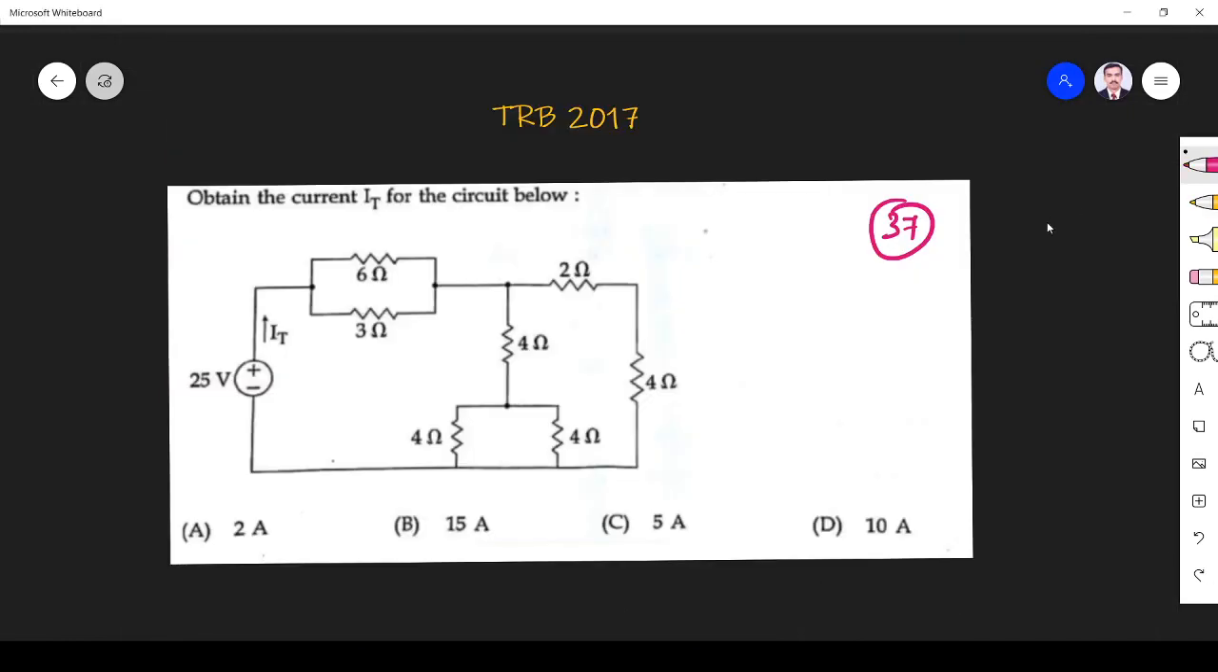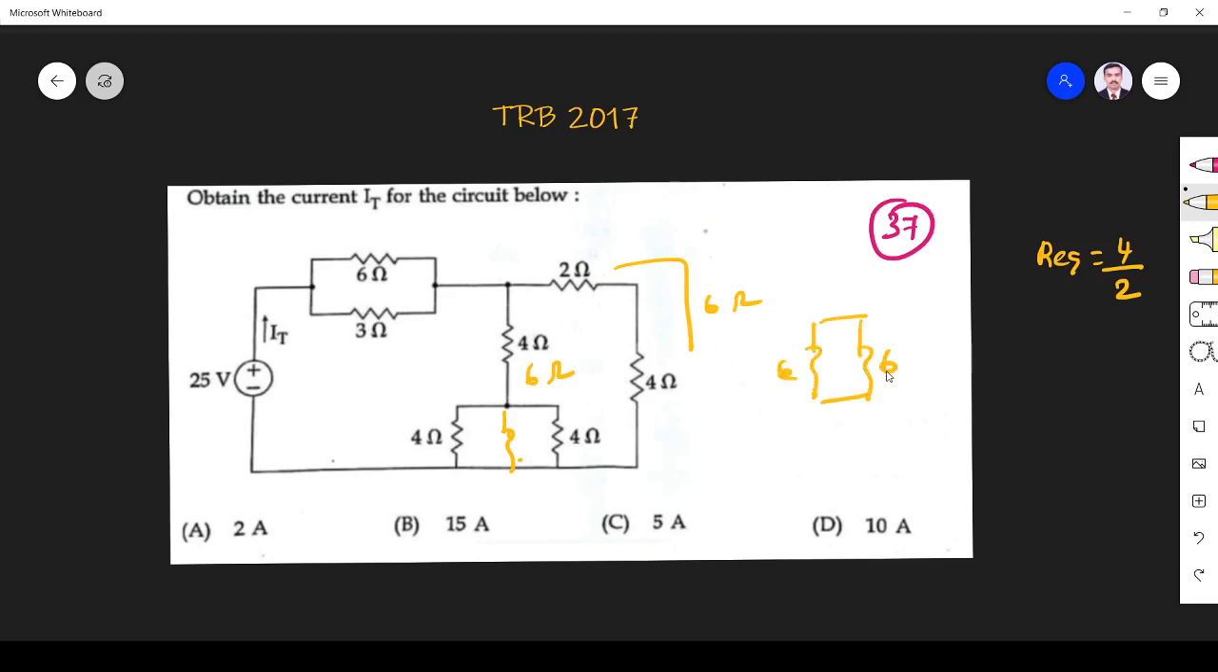The next question is: obtain the current IT for the circuit shown below. They ask for this current. Whenever they ask problems like this, you start from the right-hand side. First we simplify this resistor. This is 4 and 4. Two resistors are in parallel with equal resistance, so we divide by 2. R equivalent is the equal resistance divided by 2, which gives 2 ohm. So 2 plus 4 is 6 ohm. These two create 6 ohm. Now this 6 and this 6 are parallel.